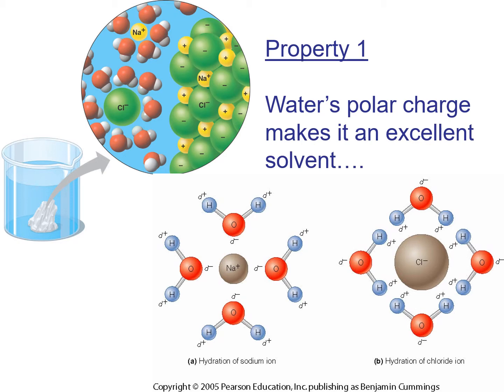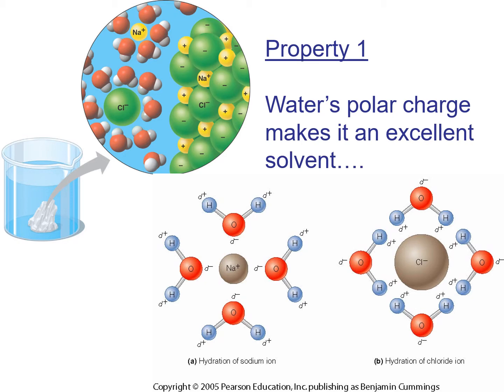Well, the hydrogens will form interactions with the oxygens of other water molecules. So basically you get a shell of water formed around the cation, and then those water molecules are going to interact with the rest of the water and effectively take that cation and hold it in solution. And the same thing is going to happen with an anion.